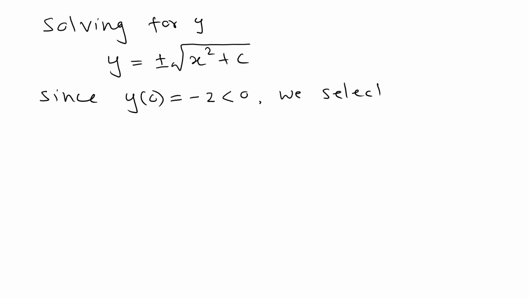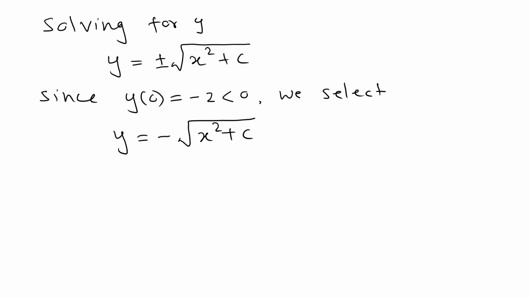So we select y equal negative the square root of x squared plus c, because the square root always gives you the positive solution. When you write the square root sign, that means a positive solution or the zero solution, positive or zero. So if you especially want negative, then you have to put the negative sign in front. So that's what you get.